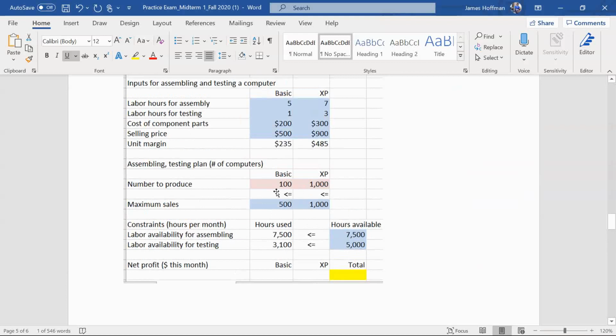Okay, so look at this one. You can see that the maximum sales were 500. We only produced 100. So that means it's non-binding. The slack is 400, so that's the difference. This first one, we didn't use it all, so it's non-binding, and the slack is 500 minus 100, which is 400.